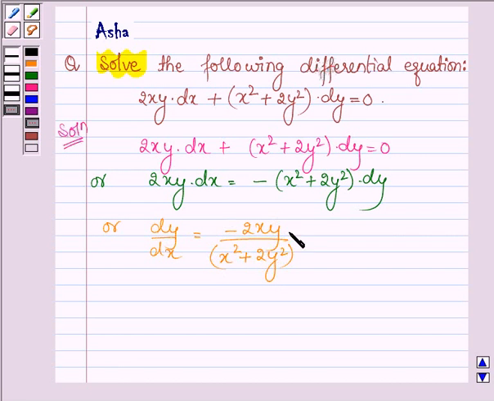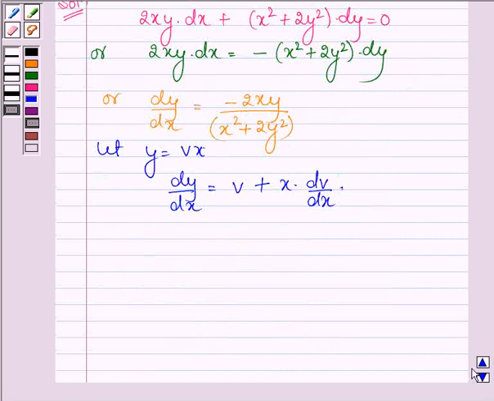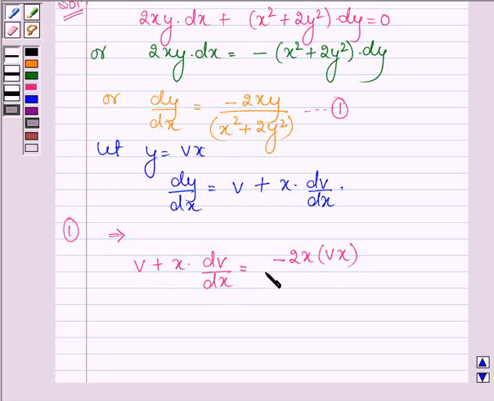Now as we can see, this is a homogeneous differential equation of order 2. Therefore, let y is equal to vx, so this implies that dy divided by dx is equal to v into derivative of x, which is 1, plus x into derivative of v, which is dv divided by dx. Now substituting y is equal to vx and the value of dy divided by dx in this equation, let this be equation number 1. So 1 implies on the left hand side we have v plus x into dv divided by dx is equal to minus 2 into x into vx whole divided by x square plus 2 times y square, which is v square into x square.